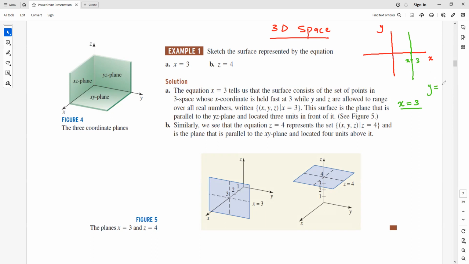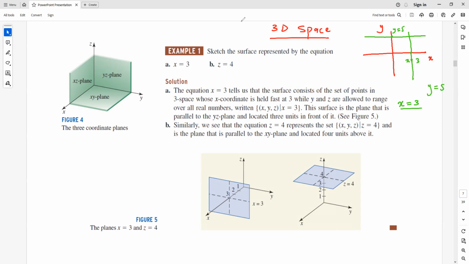Similarly, if I say y equals 5, then what we do is we fix a point at y equals 5, and then we extend the line parallel to the x-axis. So this will be the equation of the line y equals 5.